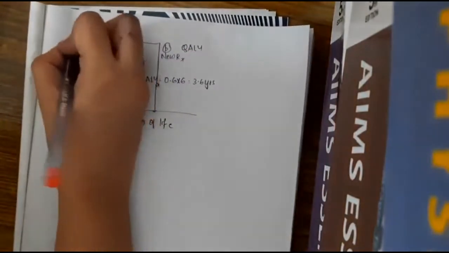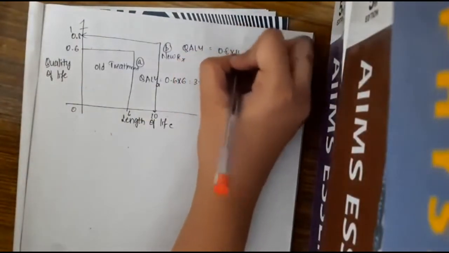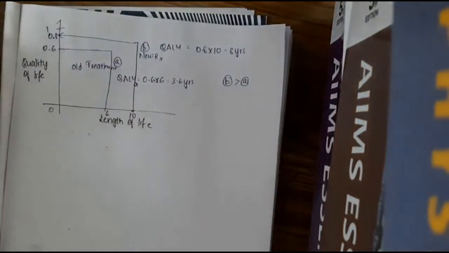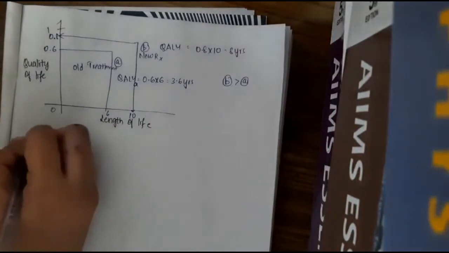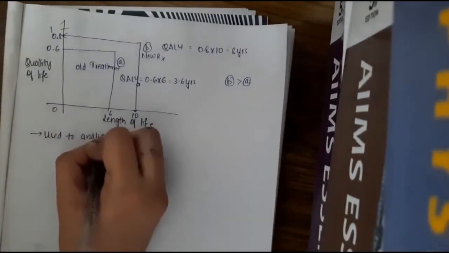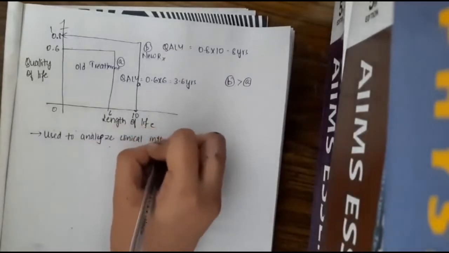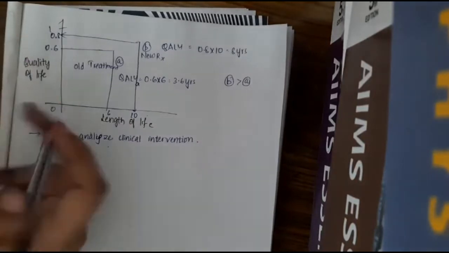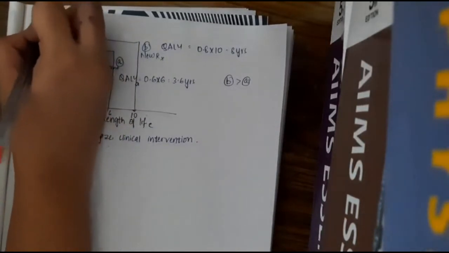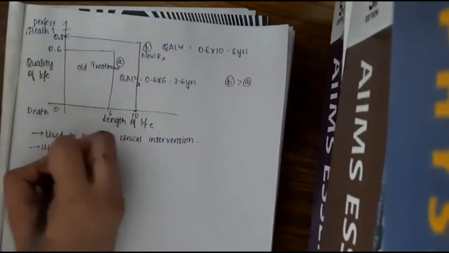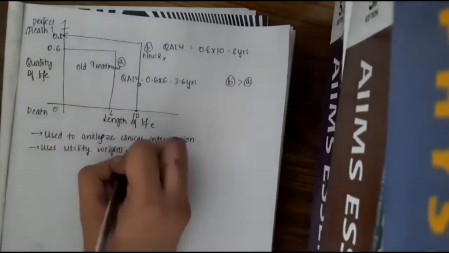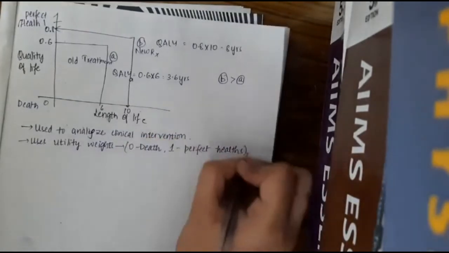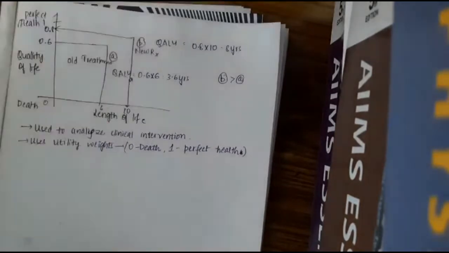And we have given a new treatment, and with the new treatment the quality of life is 0.8 and the length of life has increased to 10, so quality adjusted life years is 0.8 into 10, that is 8 years. So it is used to analyze the clinical intervention. See, with the new treatment we have got more years of life when compared to the old treatment. So we analyze the quality of a clinical intervention with quality adjusted life years, and it also uses weights, that is 0 for death and 1 for perfect health.